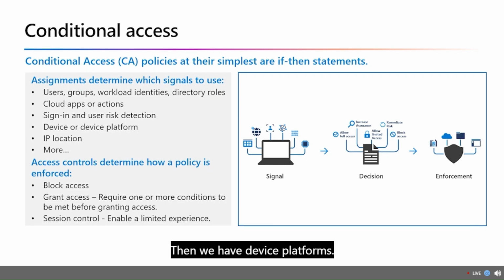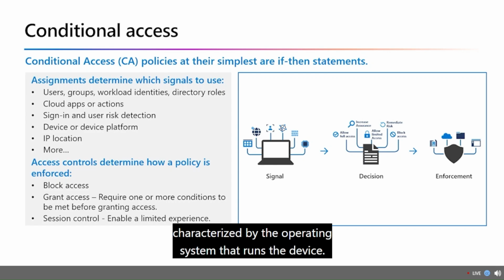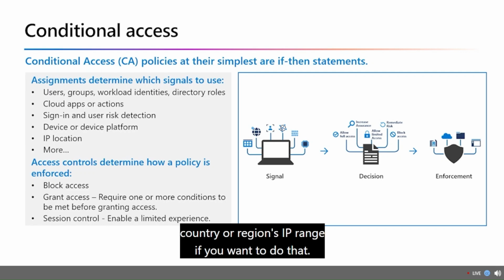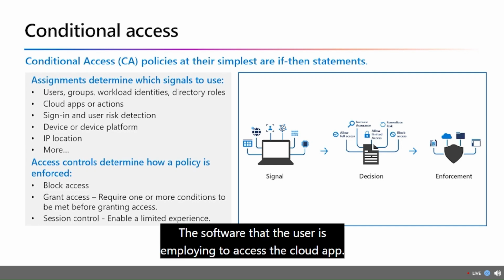Then we have device platforms. A device platform is characterized by the operating system that runs the device. So that could be Android, iOS, mobile devices, Windows, etc. Then the IP location information. Organizations can define trusted IP address ranges that can be used when making policy decisions. Administrators can opt to block or allow traffic from an entire country or region's IP range if you want to do that. And then client apps, the software that the user is employing to access the cloud app.